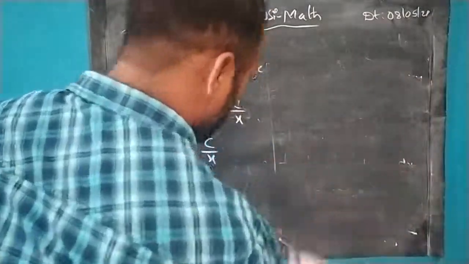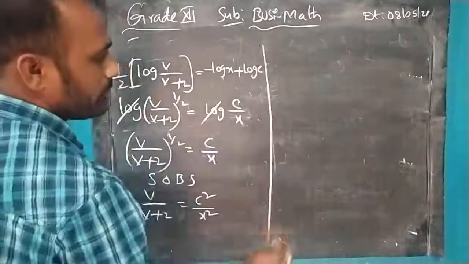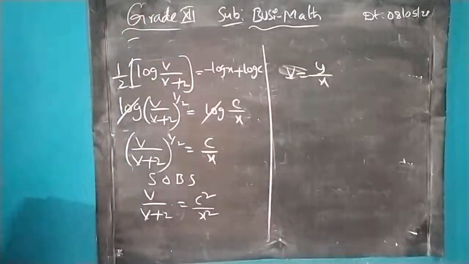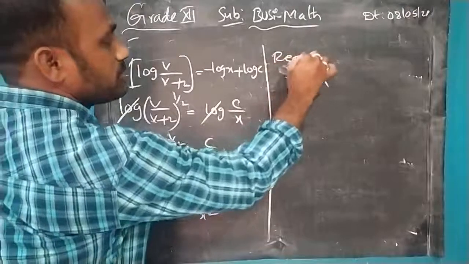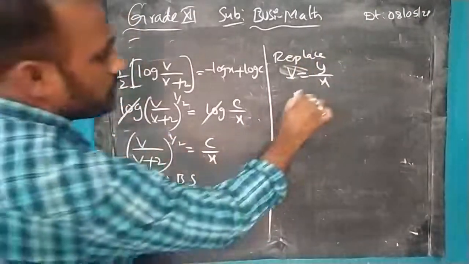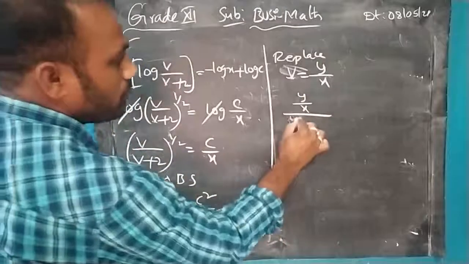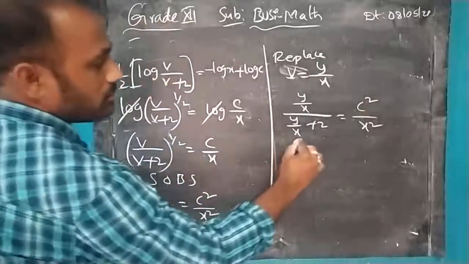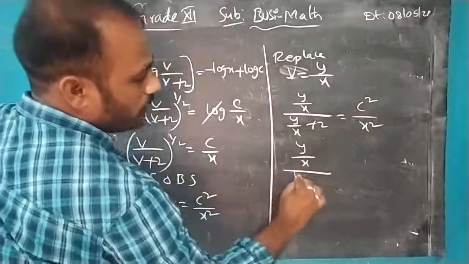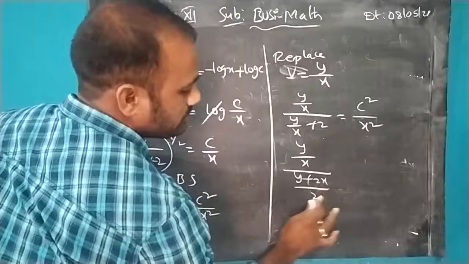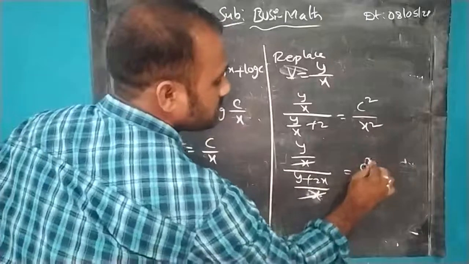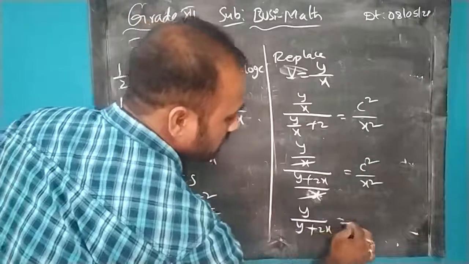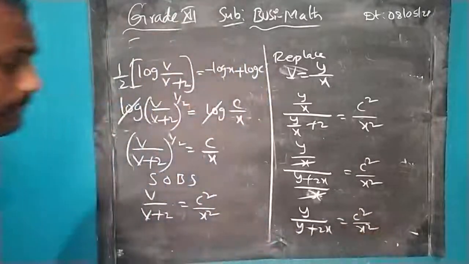Now in place of V, we will replace it with y by x. So in this equation, let us replace with y by x. That will become y by x by (y by x plus 2) is equal to c square by x square. So that is written as y by x by (y plus 2x) by x. So x gets cancelled, and we are left with y by (y plus 2x) is equal to c square by x square.